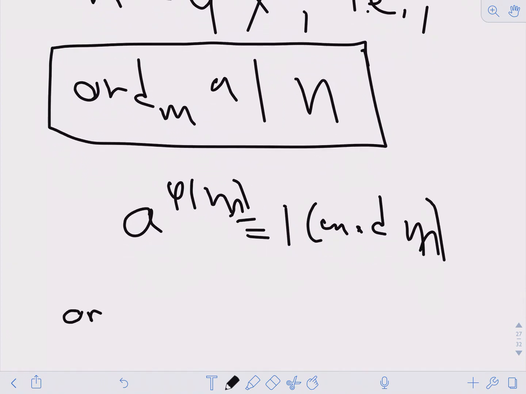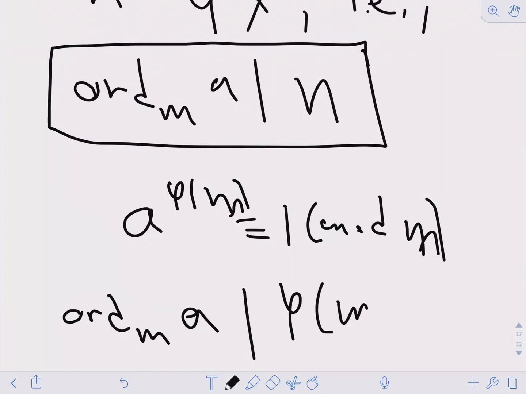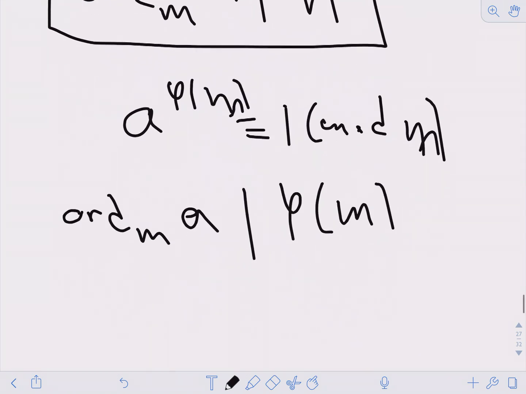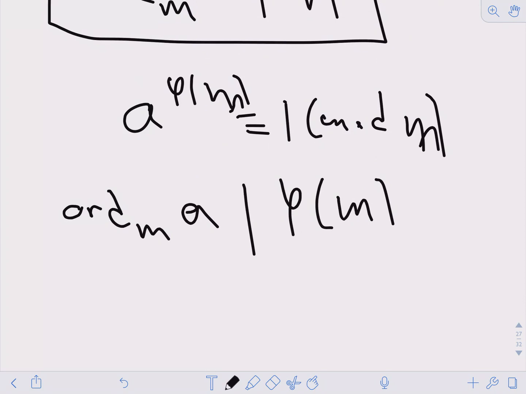That means, by our now proven theorem, the order of a modulo m must divide phi m. Before we concluded that it had to be less than or equal to phi m, now we know it must actually divide it.